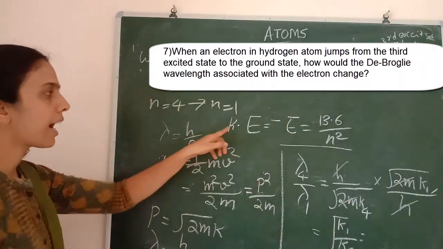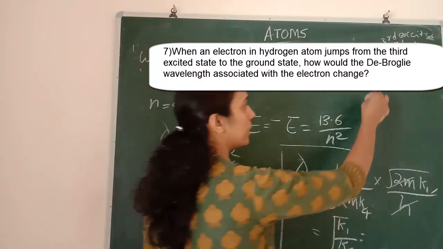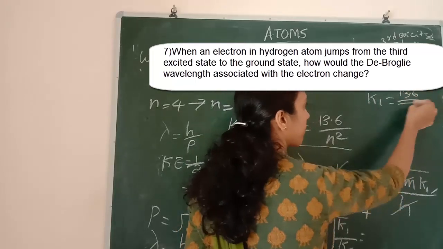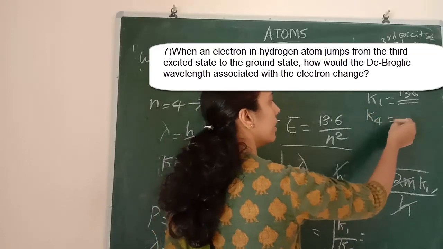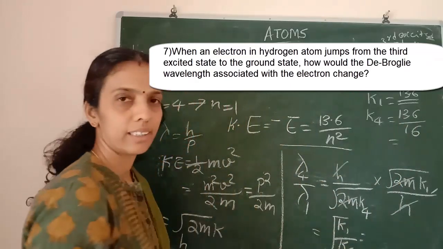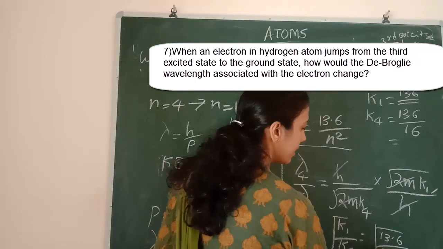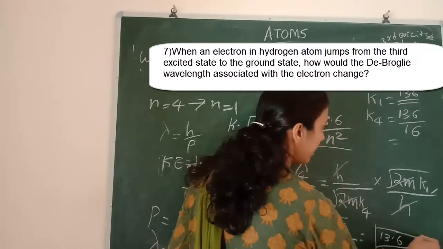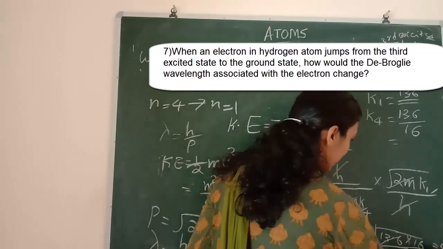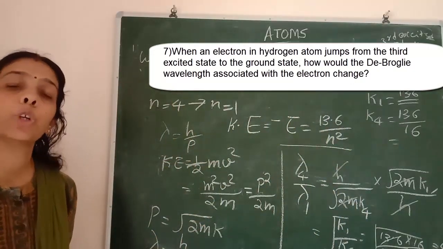What is the kinetic energy of the electron when it is in the 4th orbit and the 1st orbit? K1 we can find as 13.6 by n square. K4 means 13.6 divided by 16. Then take the ratio: 13.6 divided by 13.6 by 16, that is into 16, so it cancels and you will get 4. So understood how we find the ratio of wavelengths.